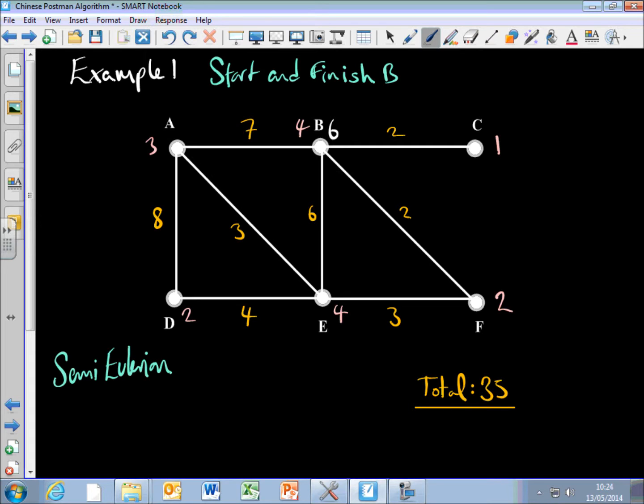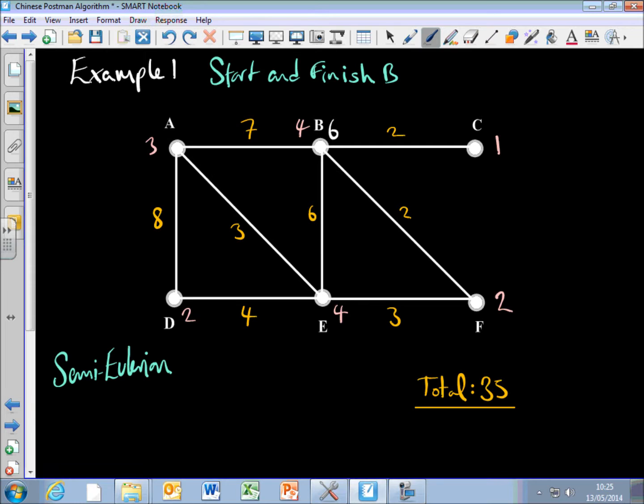The graph is semi-Eulerian, which means that I can't start at a certain node, go over every edge and get back to where I started, because they're not all even. It does mean I could start at A, travel around the network and finish at C, because there are only 2 odd nodes. But the question is asking, can I start and finish at B? No, I can't. Not travelling over every edge just once.